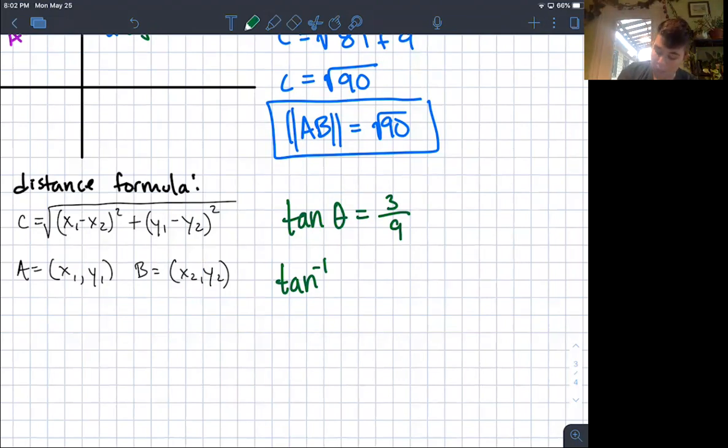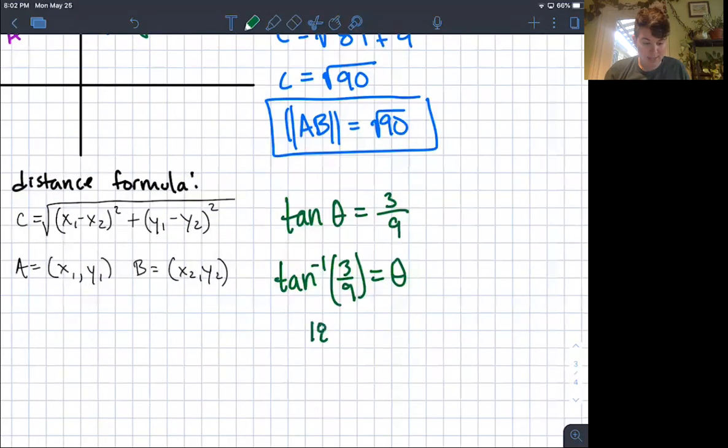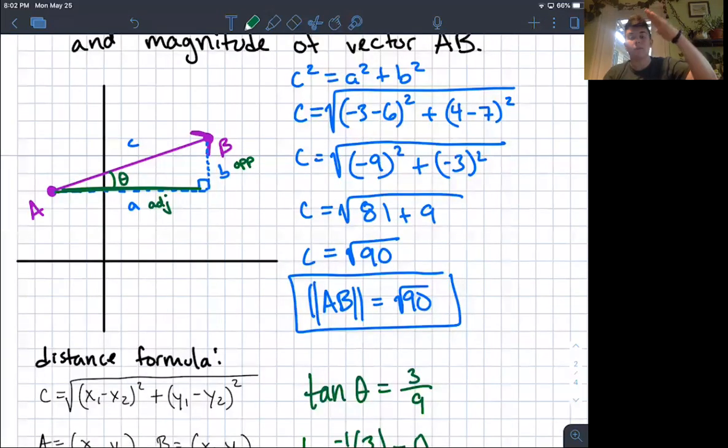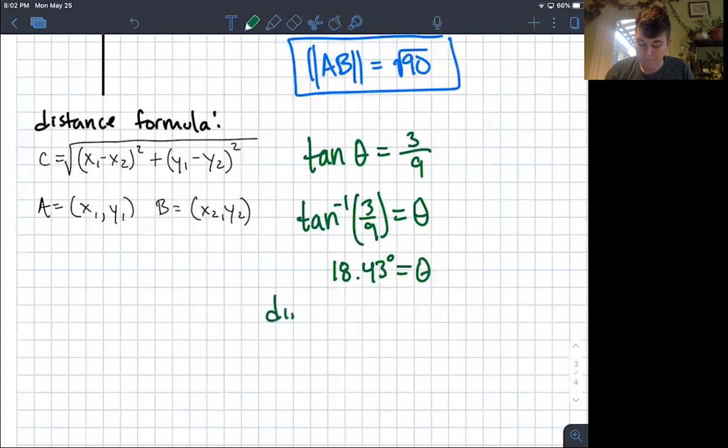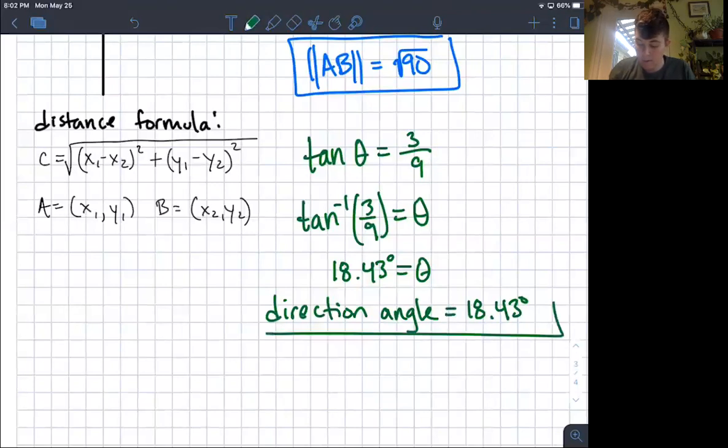Okay, I'm going to do the inverse tan of 3/9. That will equal theta. And that says 18.43 degrees. Let me make sure that's a positive. It is, because I'm lifting up. So I can say my direction angle is 18.43 degrees. I think I've been using equal signs there. Remember the degree symbol at the end. Don't forget that. That's a big deal.